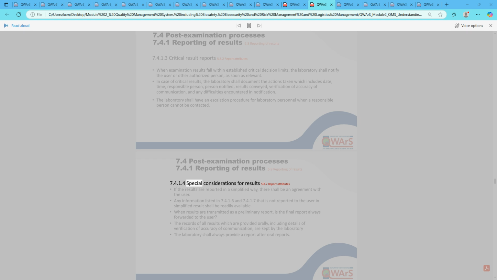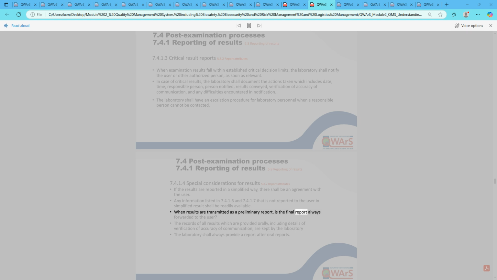7.4.1.4 Special considerations for results. 5.8.2 Report attributes. If the results are reported in a simplified way, there shall be an agreement with the user. Any information listed in 7.4.1.6 and 7.4.1.7 that is not reported to the user in simplified results shall be readily available when results are transmitted as a preliminary report.